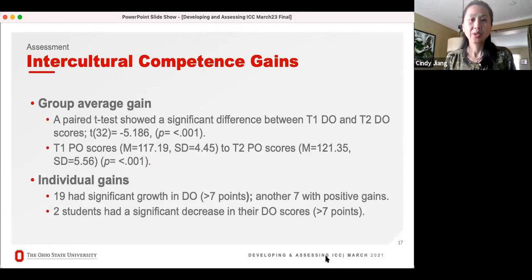All right. So when looking at the results, first we looked at the IDI gains, both in group and individual. We did a statistical analysis to look at whether the group means differences are statistically significant. And next slide, please.